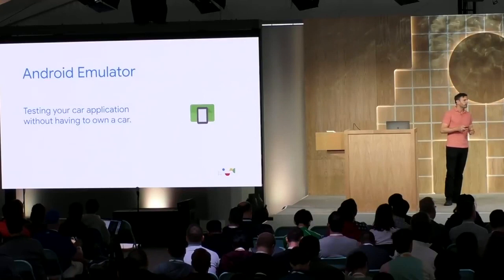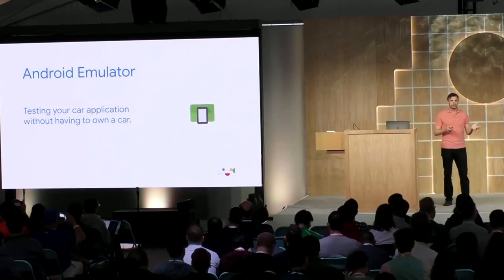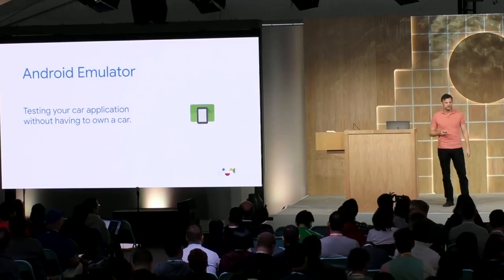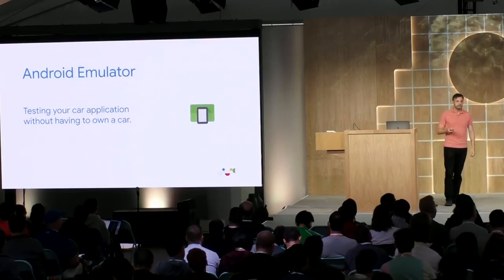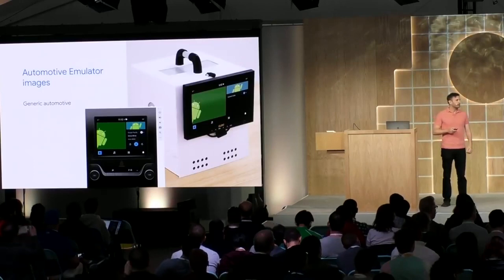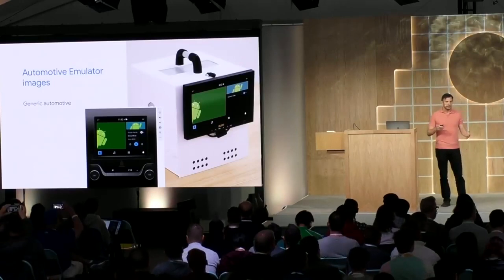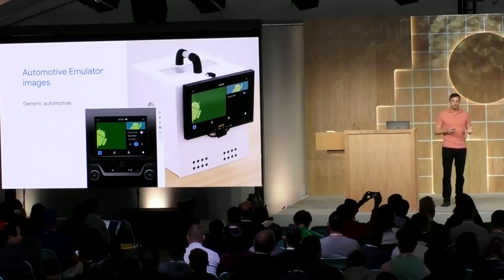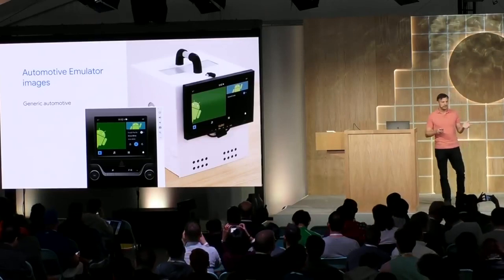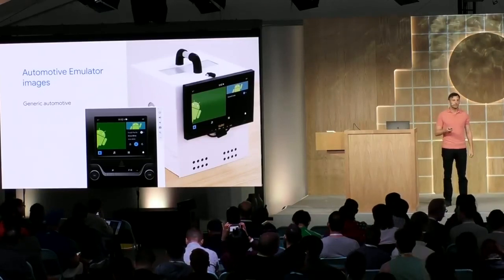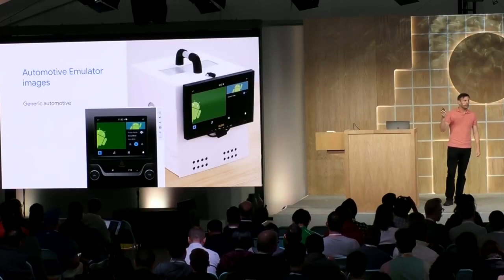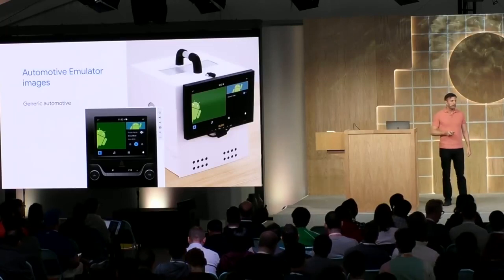Now, when it gets to the point of testing your code, we don't expect you to go and buy cars to be able to test it. The best option is to use an Android emulator. And to that end, we are including two new virtual devices that you can use. The first one is a generic automotive OS virtual device. This contains a reference implementation of the media experience and playback services, Google's Play services, and all the necessary pieces for you to be able to test your application. You can also see this same system image in the Code Labs here in I/O, where you can play with it.